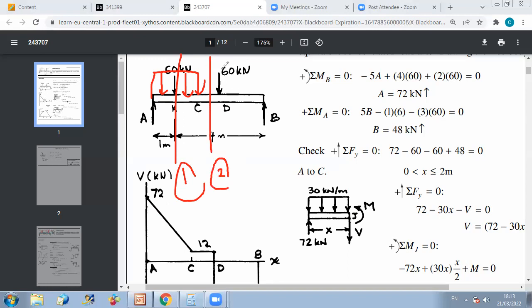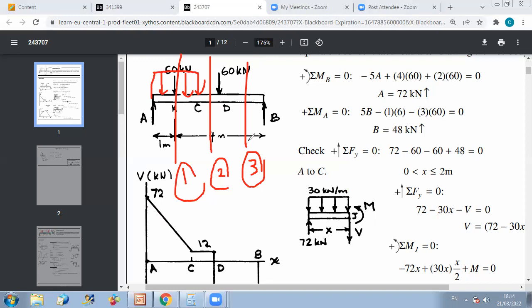And at D, I have a concentrated force. This means that I need a section before D and a section after D. So the third section is between D and D. So in total here, if I want to use the section method, I need 3 sections: one between A and C, one between C and D, and one between D and D.